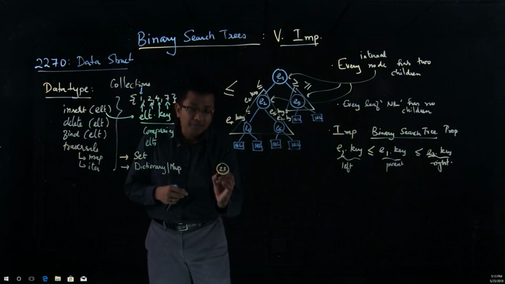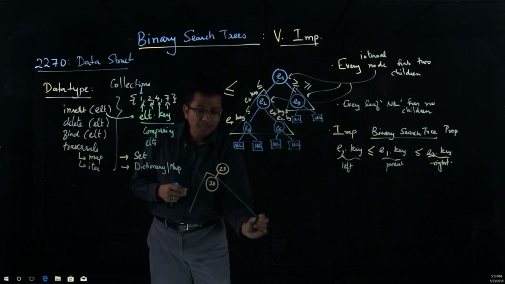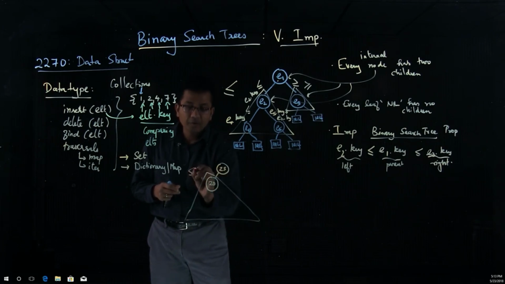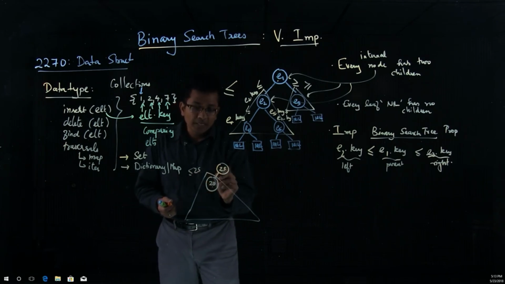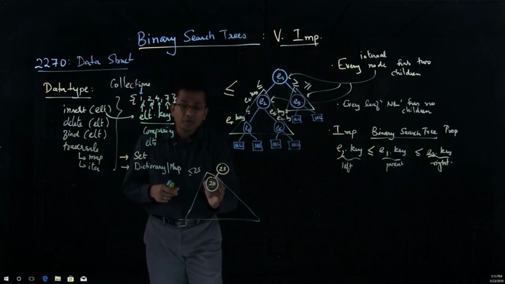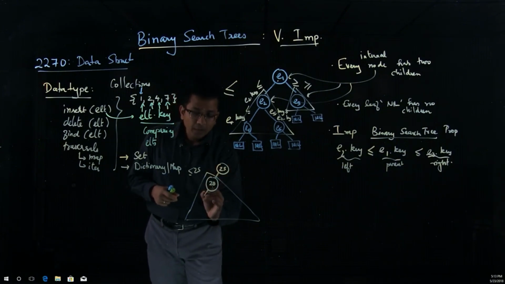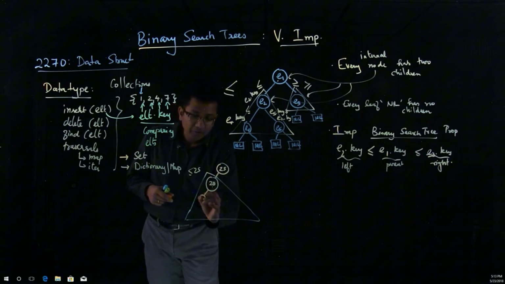Let's say the root has 25. The left subtree all has to have keys less than or equal to 25. Okay, this is important. Not just the immediate left child, but everything in the left subtree has to be less than or equal to 25. So 20. Now, everything on the left subtree of 20 has to be less than or equal to 20.